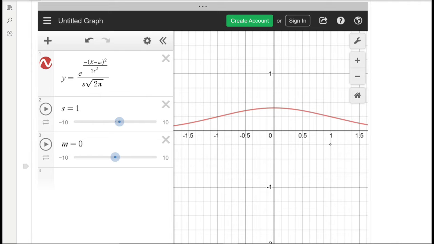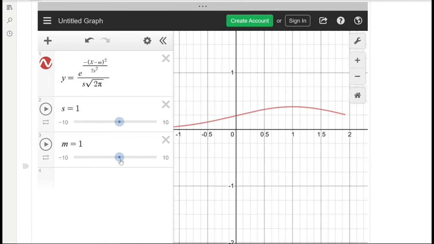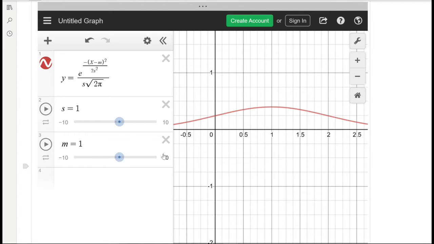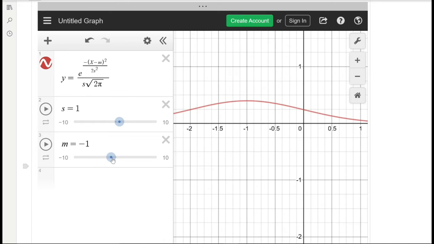And notice that if I take this mu equals 0 and I change it to mu equals 1, the normal distribution actually shifts to the right. And if I change it to -1, then it shifts to the left, as such. Now I'm going to go ahead and return it back to 0.